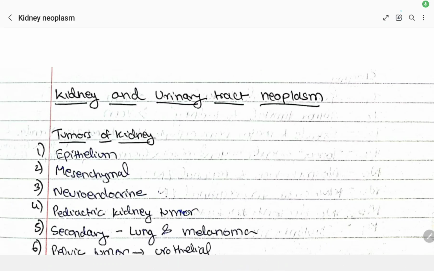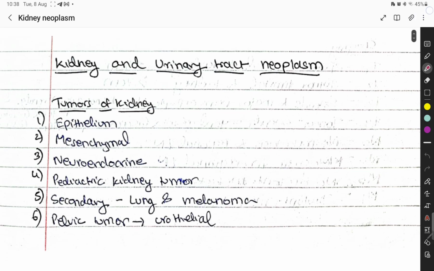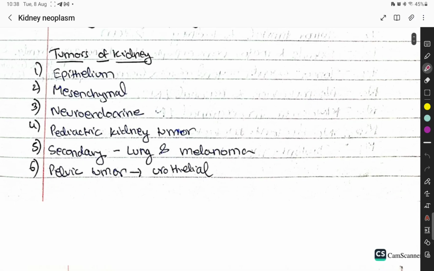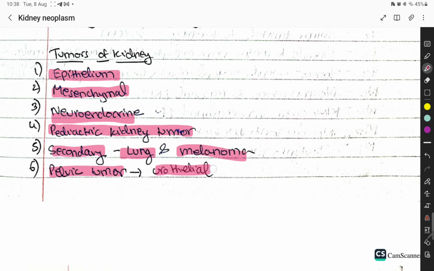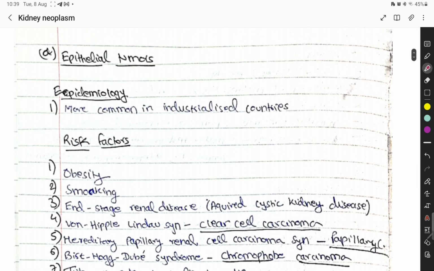We will do kidney neoplasms. Kidney neoplasms and urinary tract neoplasm is the next one. So, tumors of the kidney. You can have 6 different types of tumors in the kidney. One is epithelial, mesenchymal, neuroendocrine, pediatric. Secondary will be from lungs and melanoma. Pelvic tumor is urothelial. Okay.